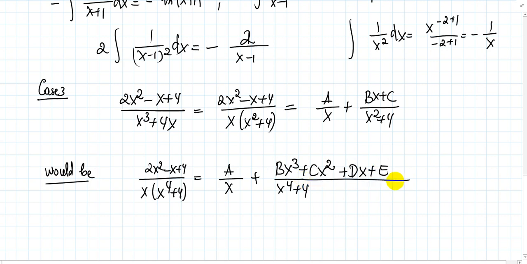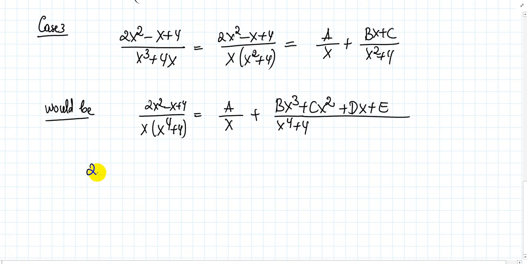Do you understand this? If the denominator is irreducible to linear factors, then you need to write it like this, okay? On the numerator, there should always be the polynomial of 1 degree less than the denominator, in general form, okay? That's it.